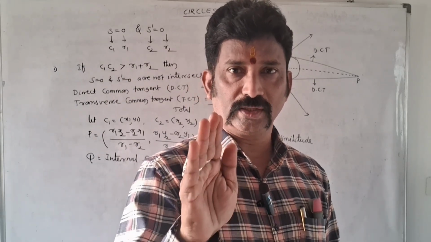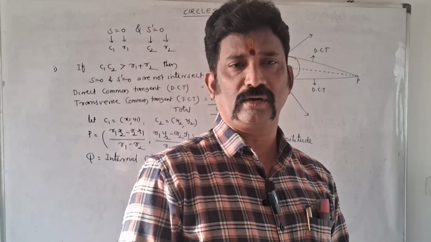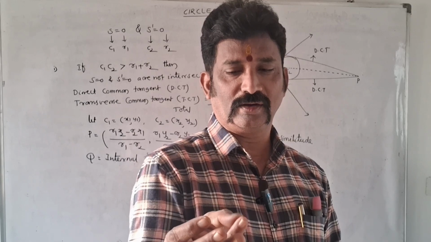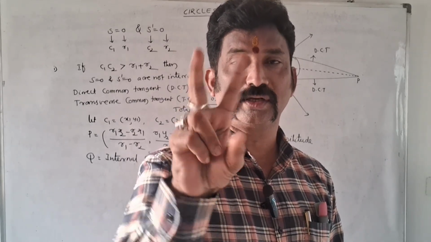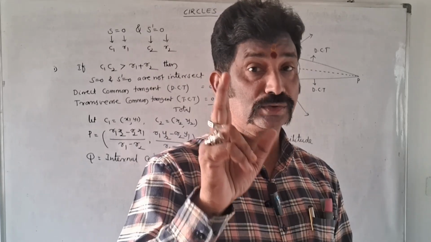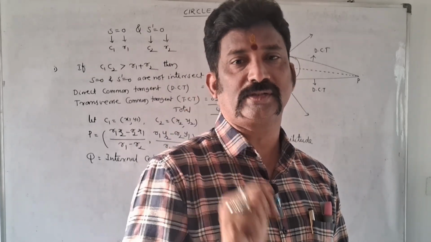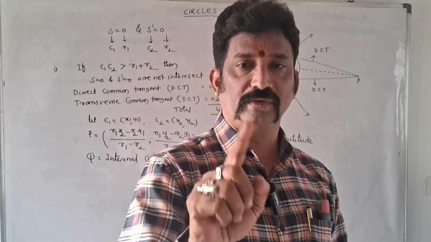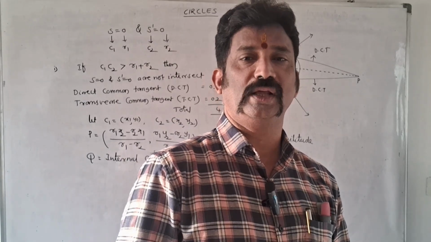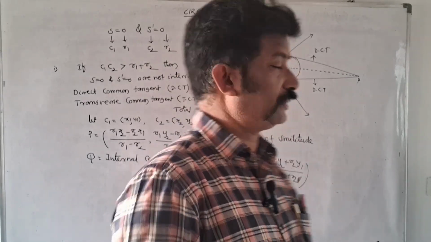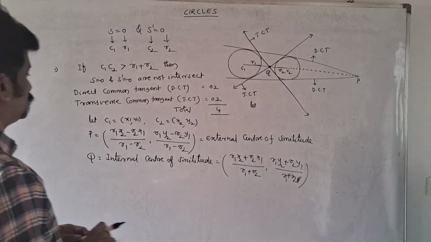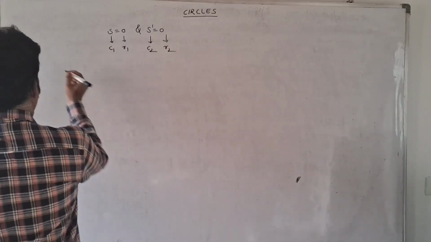if C1C2 is greater than R1 plus R2, one question is there in the AP set: number of common tangents of 2 circles. Once you check it, first find the centers and radii, then if C1C2 is greater than R1 plus R2, then the number of common tangents is equal to 4. That's it. Now this is number 1.